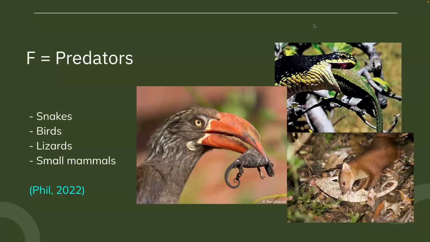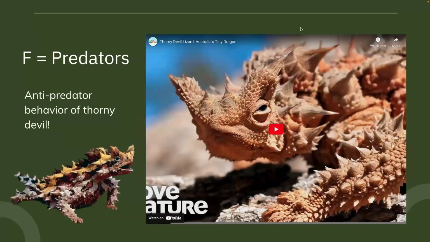For predators, both of these families pretty much have the same predators: snakes, birds, lizards, small mammals. In the pictures on the right, it's depicting a boomslang, which is the snake in the top right, a crowned hornbill on the left, and then a mongoose on the right. All of these guys are going to be eating our acrodontas.